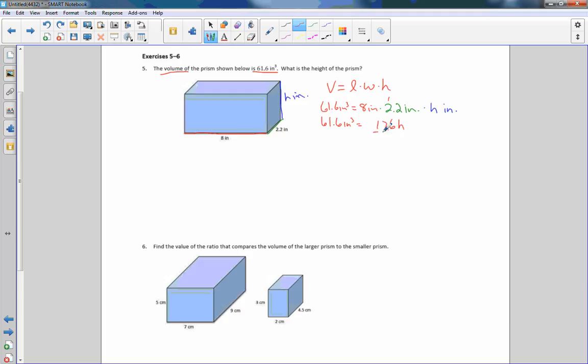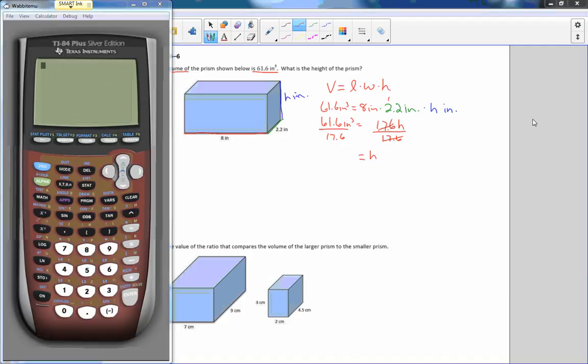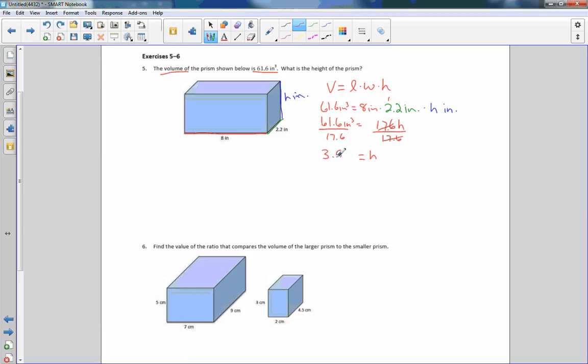So to get h by itself, we divide by 17.6. And what you do to one side, you do to the other. These will cancel, and I'm left with h on the right equals, and so here's my calculator. 61.6 divided by 17.6 equals 3.5 inches. Okay, so just make sure you put that in at the end. So the height of this prism is 3.5 inches.